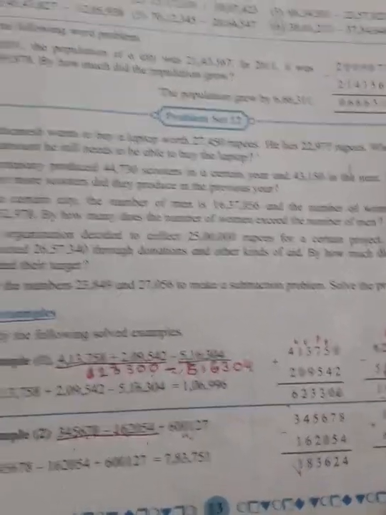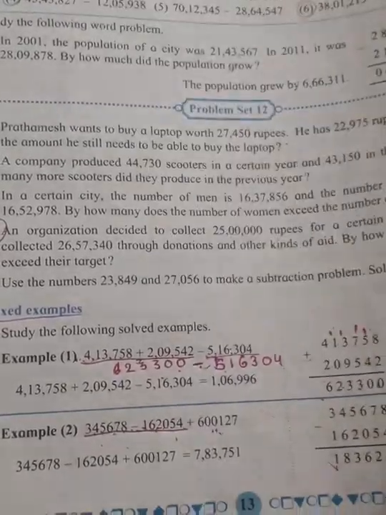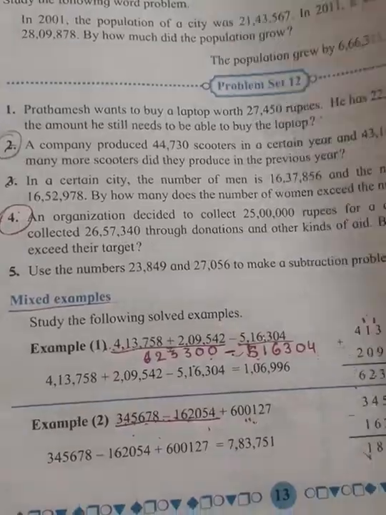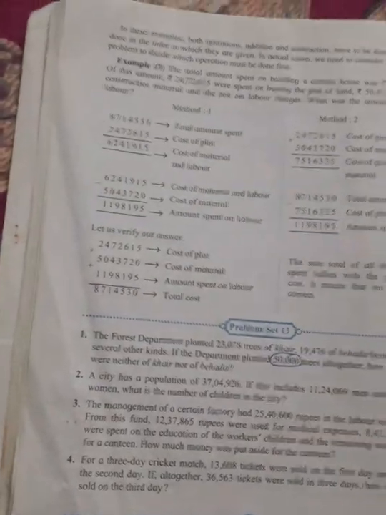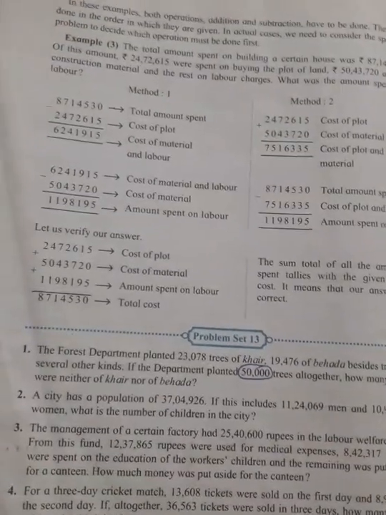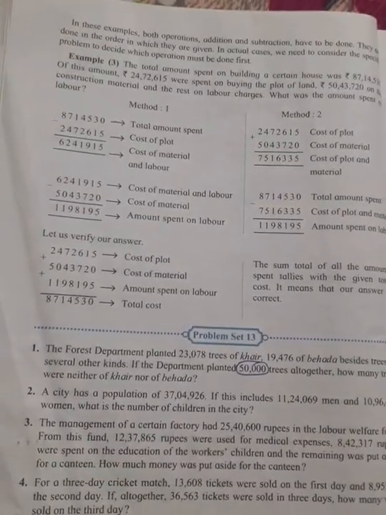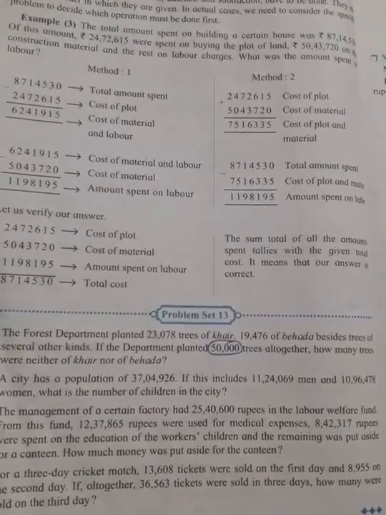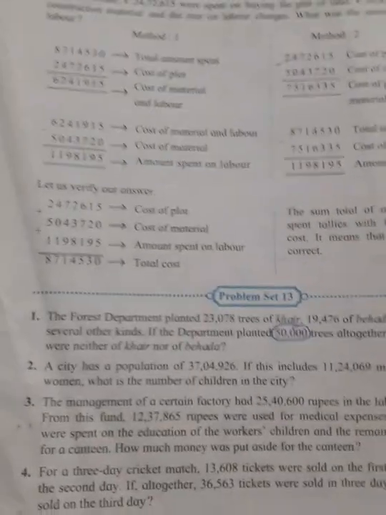Now we'll see the word problem based on the mixed example. Okay, so here it is a word problem. First word problem is given. We will see and we will solve that question. Okay. So easy it is. Only we have to see with whom we have to subtract and with whom we have to add the values.